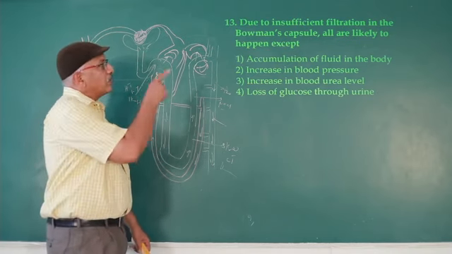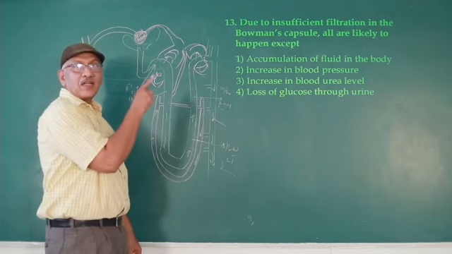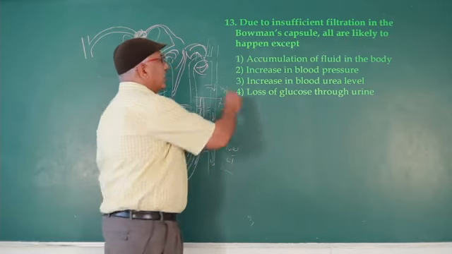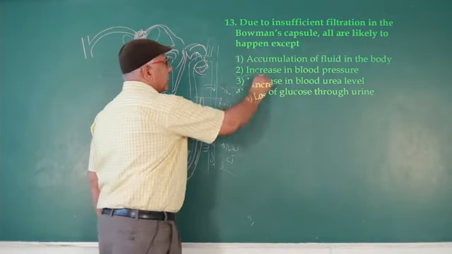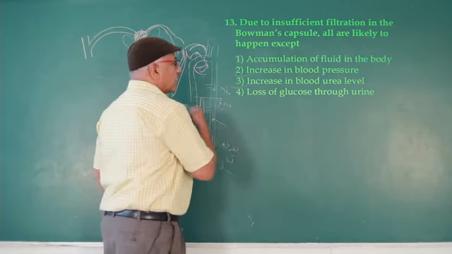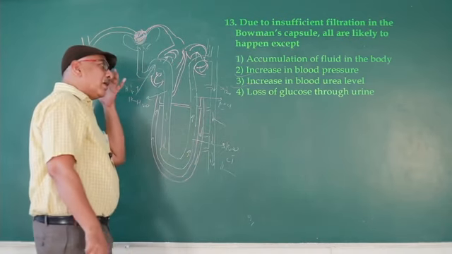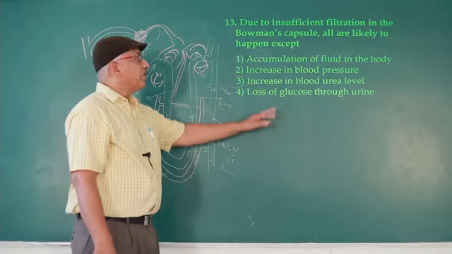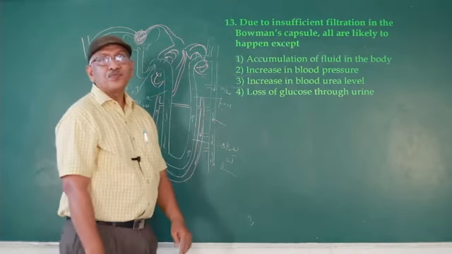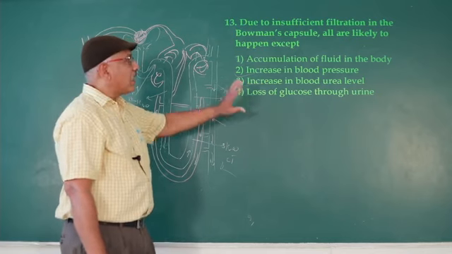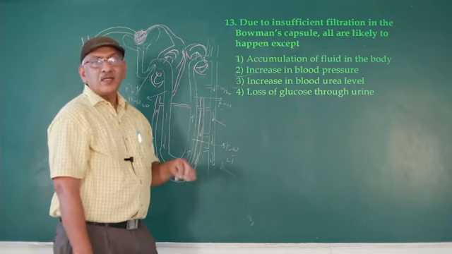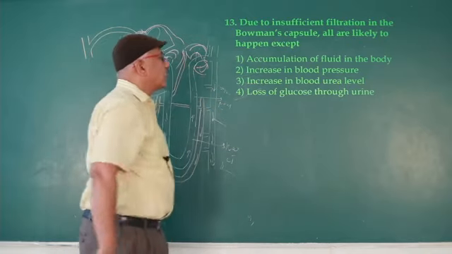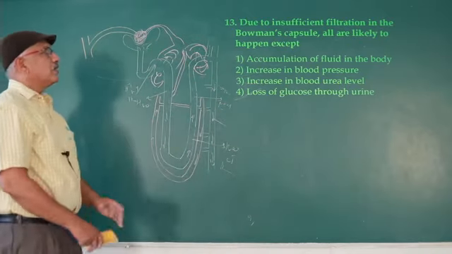Fluids are accumulated, so insufficient filtration means ultrafiltration does not take place properly. So accumulation of fluid in the body, increase in blood pressure, increase in blood urea level are likely. Loss of glucose through urine is wrong. Why? Because the filtration is insufficient, it does not effectively eliminate the substances. So the answer is loss of glucose through urine is not possible.